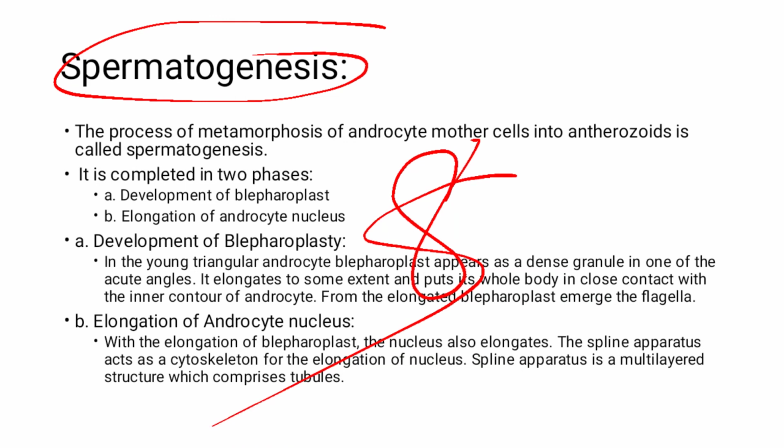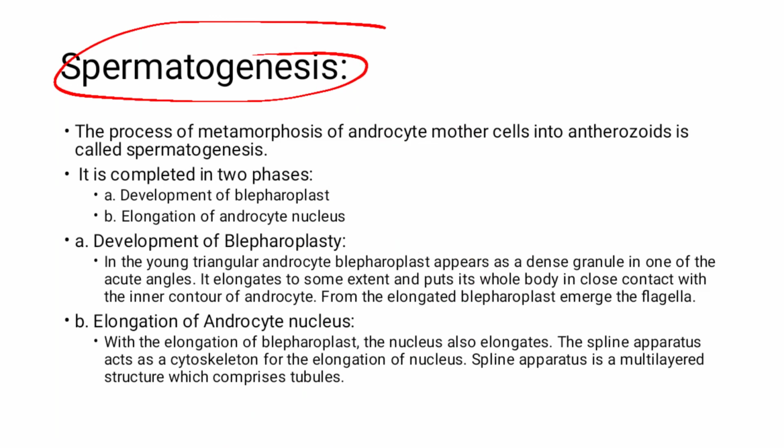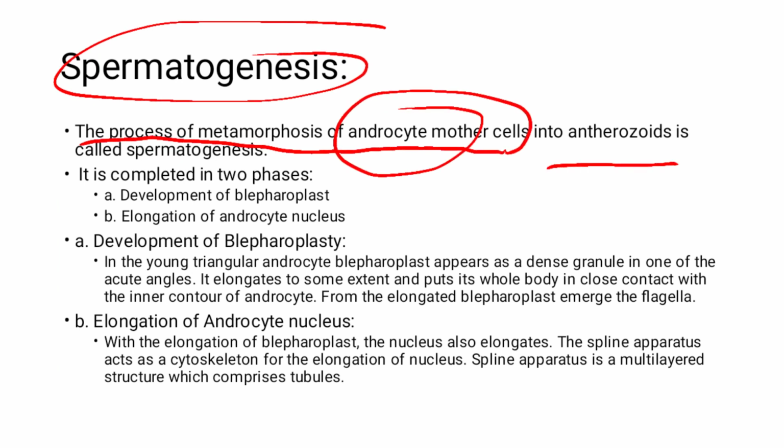How do they undergo changes in the structure? They have to become elongated, they have to develop the flagella, and the nucleus has to elongate and they have to become motile. So this is the developmental process. So what is spermatogenesis? It is a process of metamorphosis of androcyte mother cell into androzoid. That is, the androcyte mother cell has to now become motile. Since it is motile, it is called androzoids, antheridia. Androcytes are developed, so this process is called spermatogenesis.